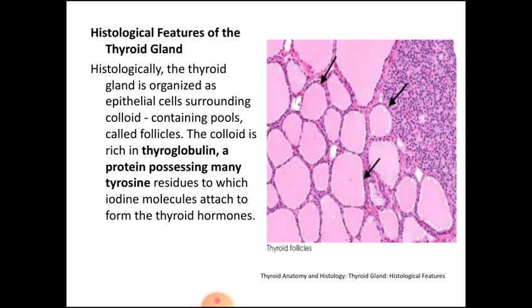In this histological slide, the features show us the colloid, which contains the balls of follicles, and this colloid is rich in thyroglobulin, which is a protein that contains a high amount of the amino acid tyrosine. The iodine molecules can be attached to the tyrosine and released as T4 or T3 hormone.